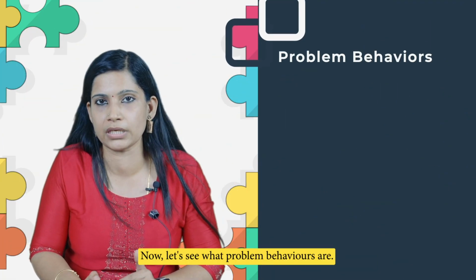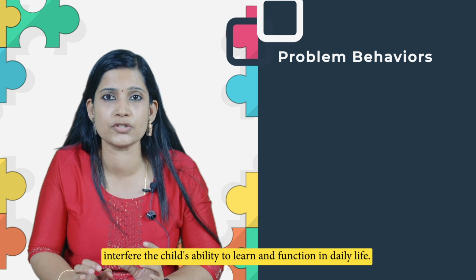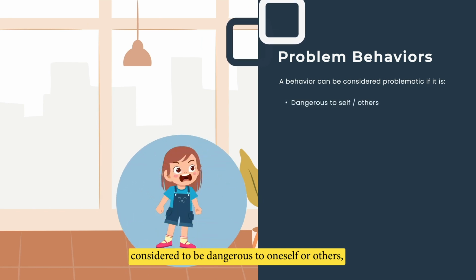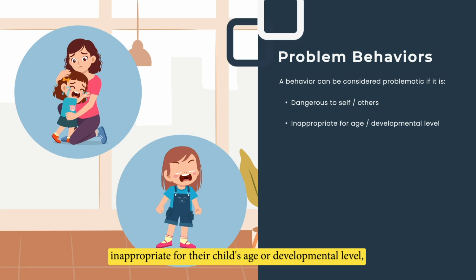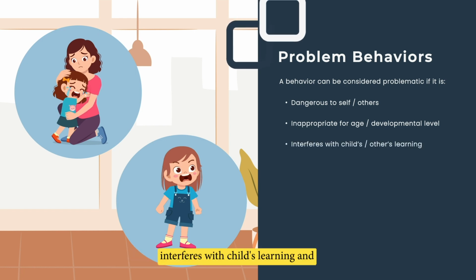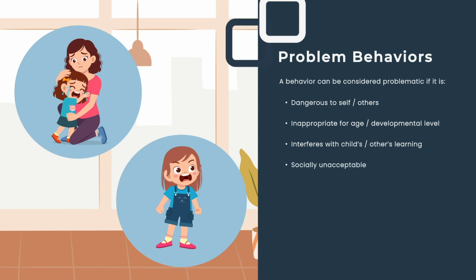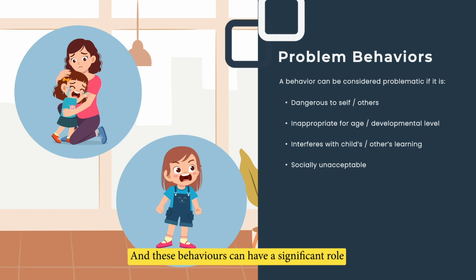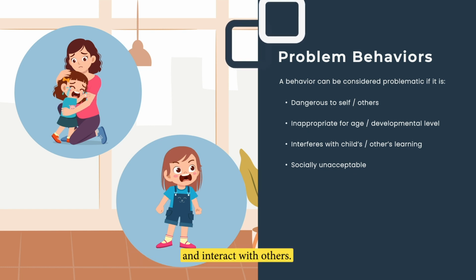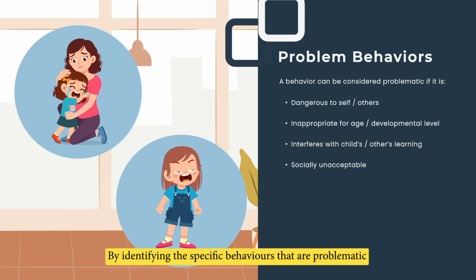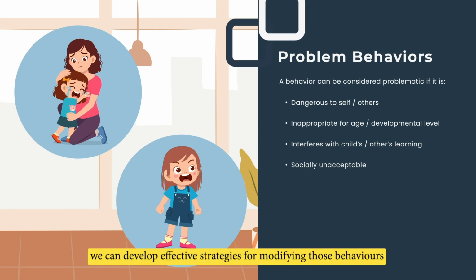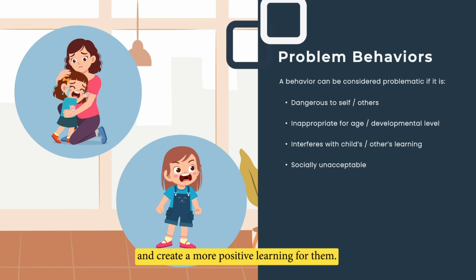Now let's see what problem behaviors are. Problem behaviors are those which interfere with the child's ability to learn and function in daily life. They can be defined as any behavior that is dangerous to oneself or others, inappropriate for the child's age or developmental level, interferes with the child's learning, and is socially unacceptable. Problematic behaviors include physical aggression, self-injury, property destruction, disruptive behaviors and non-compliance. These behaviors can have a significant effect on the child's ability to learn and interact with others. By identifying the specific behaviors that are problematic and understanding the reasons behind them, we can develop effective strategies for modifying those behaviors and create a more positive learning environment for them.